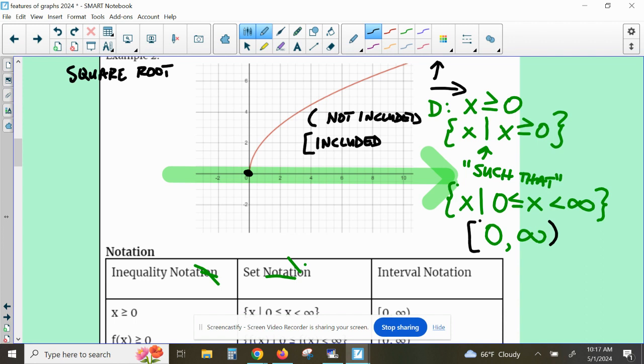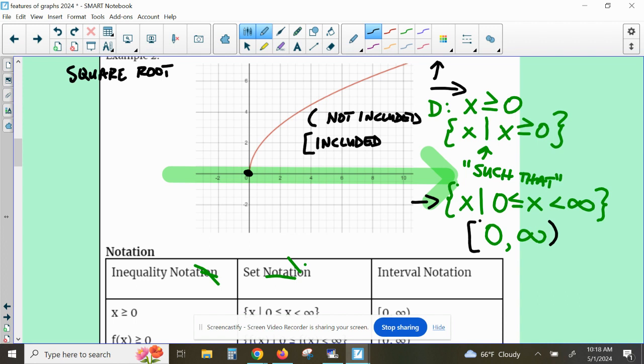I don't know. Squiggly, what do you mean? That means the set. So when you see squigglies, you're saying the set of all x's such that x is in between them. So this is set notation. When you have the squigglies, set notation. This is interval notation. So it's saying it's from here to here.